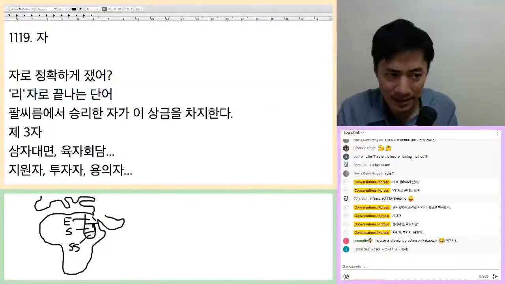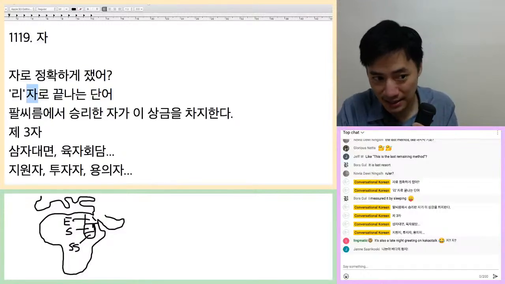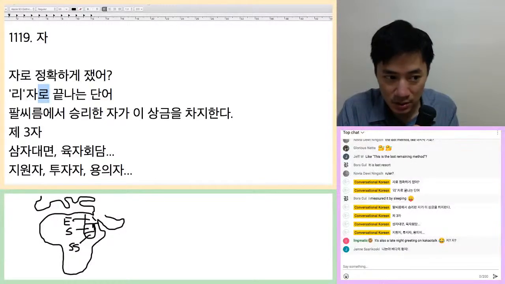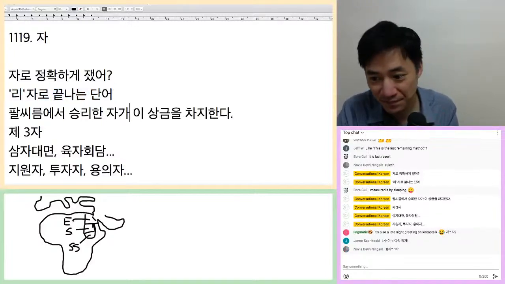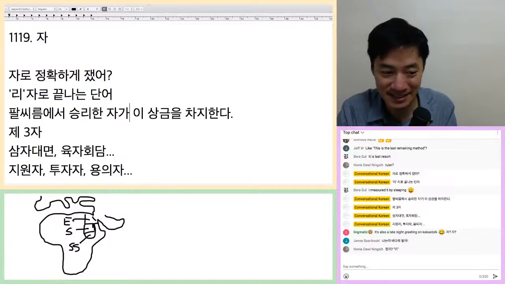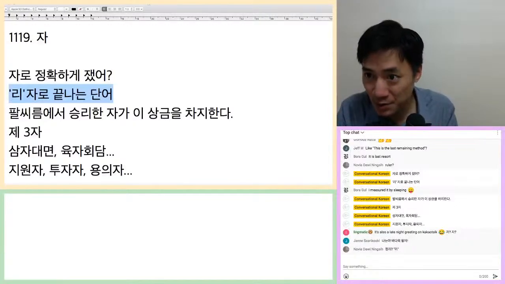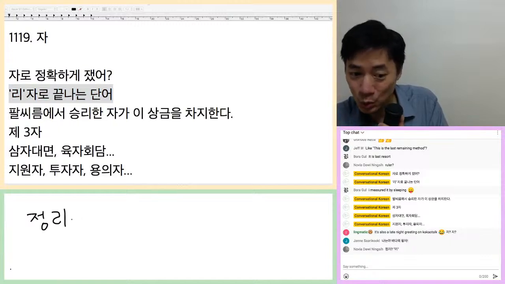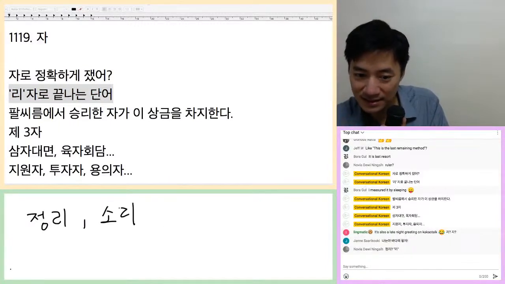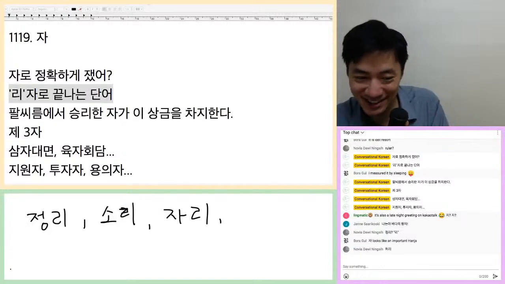자로 끝나는 단어, like block of a letter, 자. 리 자로 끝나는 단어. Okay, let's talk about some examples of this one. 정리. Maybe what else? 정리, 소리, 자리. What else? 처리. Oh, 처리. Okay, good. 처리.